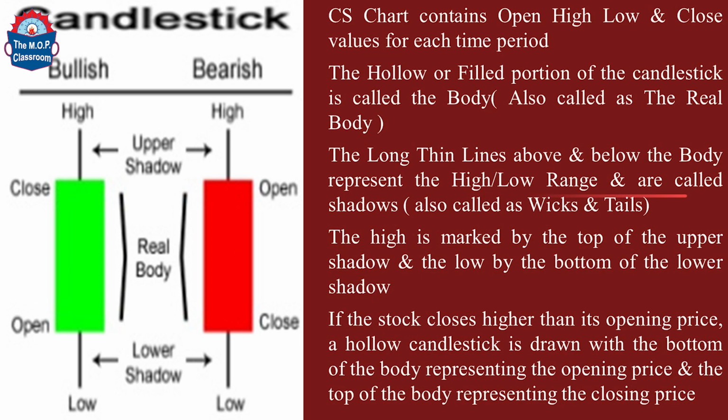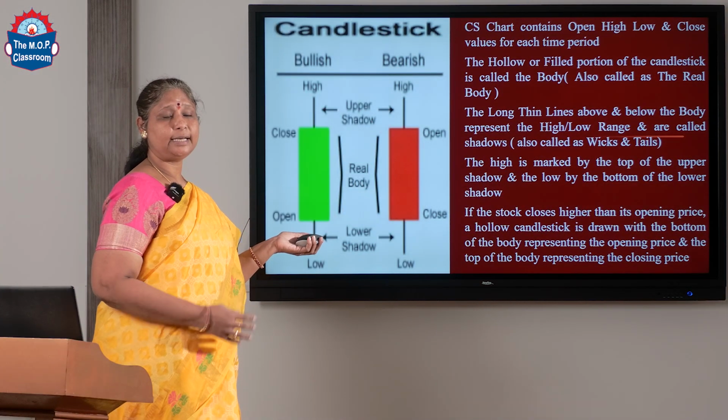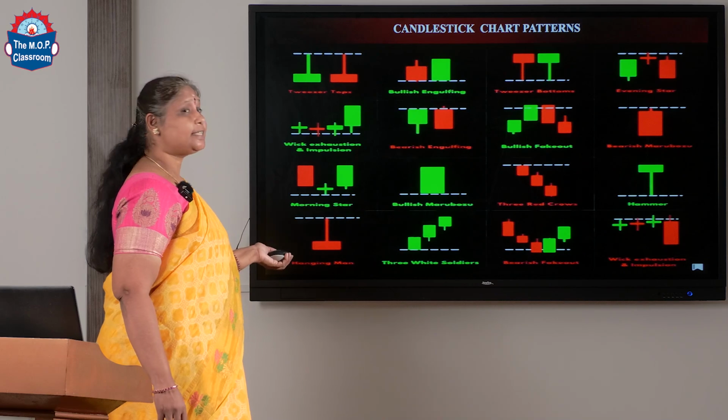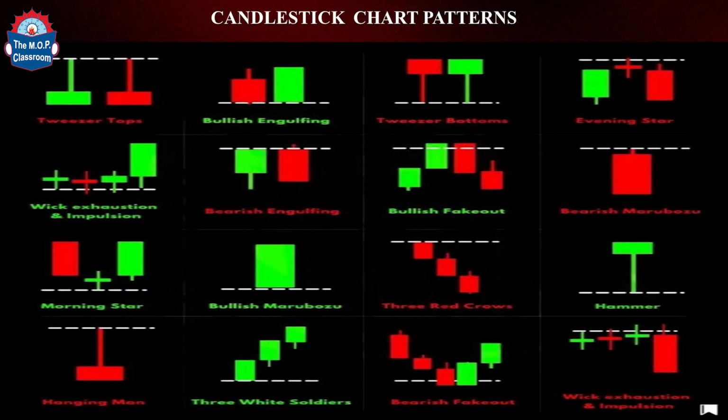Depending on the advancement and decline in the price of the securities, we have candlesticks in different colors, like green and red. These are the different patterns taken up by a candlestick chart. Depending on the movement of the prices, it may take the form of a morning star, a shooting star, a hammer, a hanging man, three black crows, three white soldiers, a bearish fake out, or a bullish engulfing star.